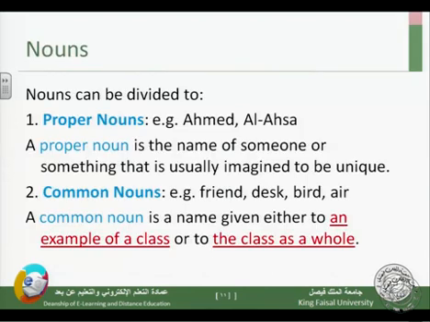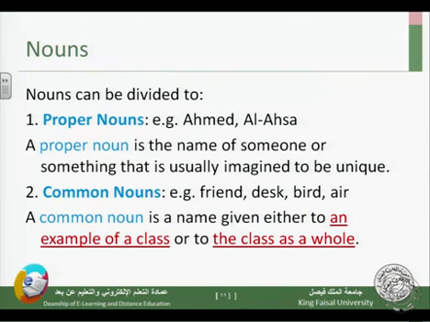Okay, we will move on to discuss nouns. Nouns can be divided into, 1, proper nouns like Ahmed and Al-Hasa. A proper noun is the name of someone or something that is usually imagined to be unique. So when we say Ahmed, we imagine that there is a unique person, an individual called Ahmed. When we say Al-Ahsa, we imagine that there is a unique thing, a place that is called Al-Ahsa. So these are proper nouns.